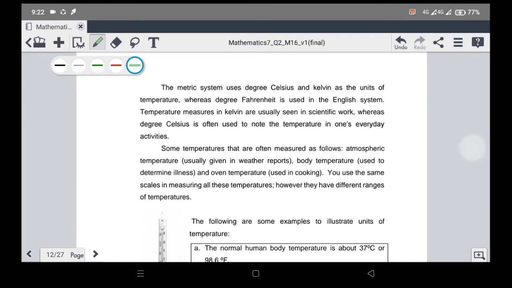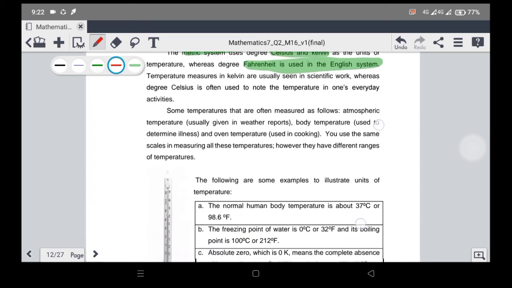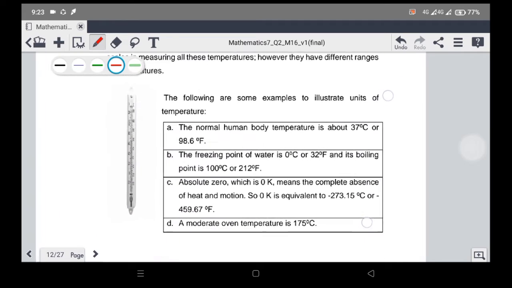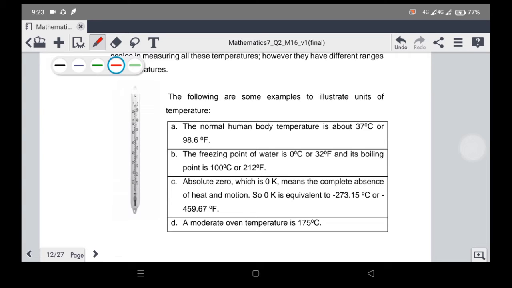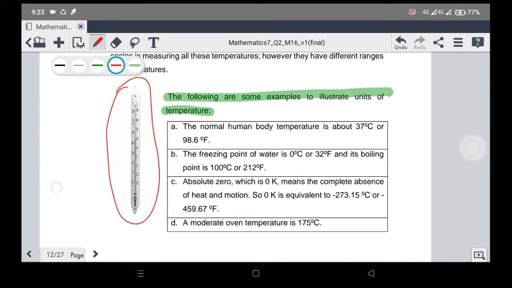The metric system uses degree Celsius and Kelvin as the units of temperature, while Fahrenheit is used in the English system. So here in the Philippines, we commonly use the metric system. That is why for temperature, we use the Celsius or the Kelvin scale. Now let's proceed. The following are some examples to illustrate units of temperature. This instrument is an example of a thermometer.